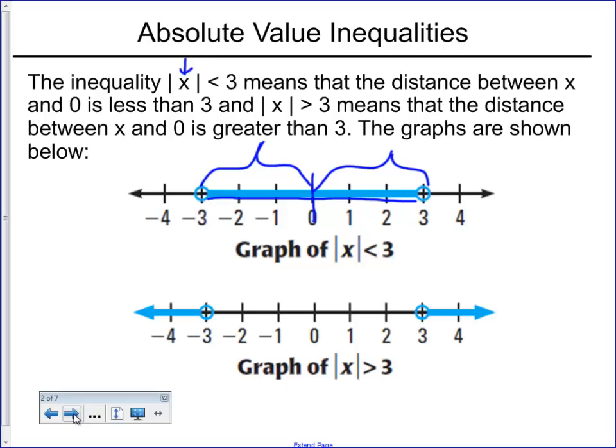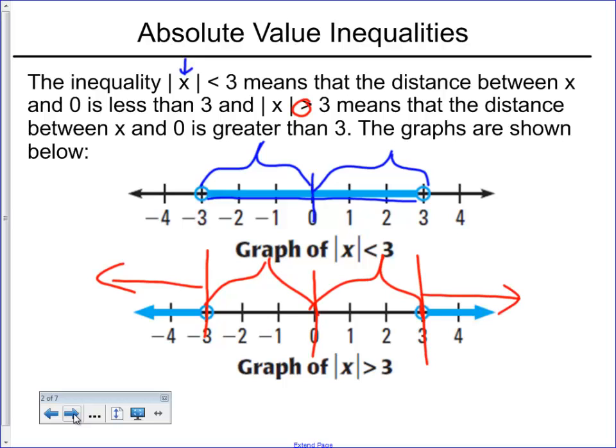If we have the absolute value of x is greater than 3, so this one here is opening towards the absolute value, that means we're looking for distances that are greater than 3 from 0. So if I have 0 here in the middle, we go out 3 units, but then we want all the answers that are greater than that amount. Same thing on this side. We go out 3 units, but then we want all the answers greater than.